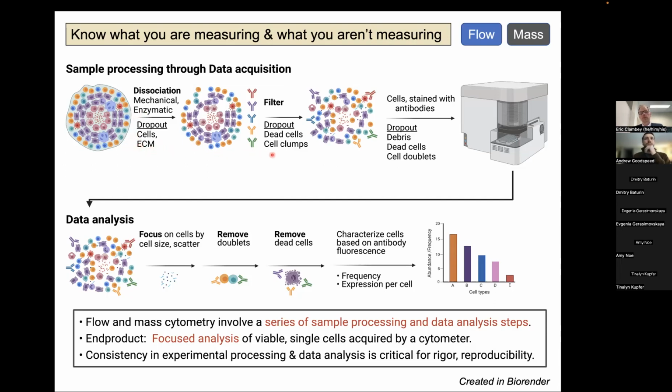You then typically filter this material, which will remove dead cells and cell clumps. The cells are stained with antibodies, and then put on the instrument. But along the way, you've already removed debris, cell clumps, dead cells. Once samples have gone through the instrument, you have data analysis. And there's a series of analytical steps for cleaning up your data. But suffice it to say that this involves focusing on cells based on their cell size and their scatter properties.